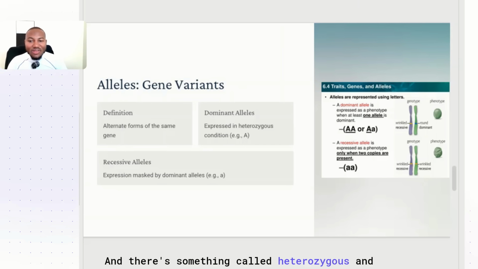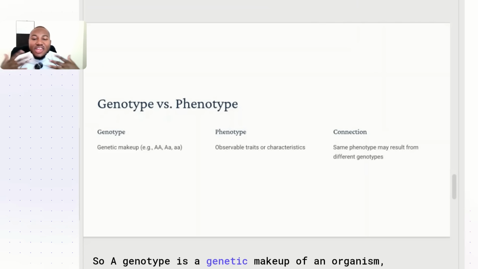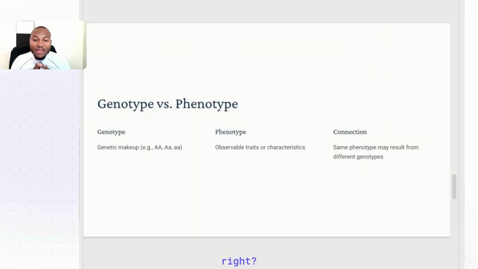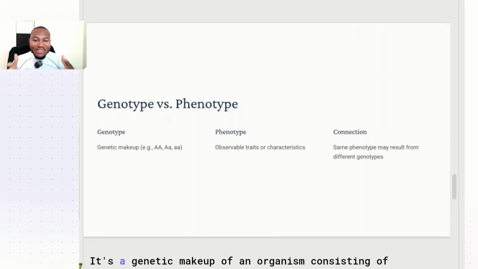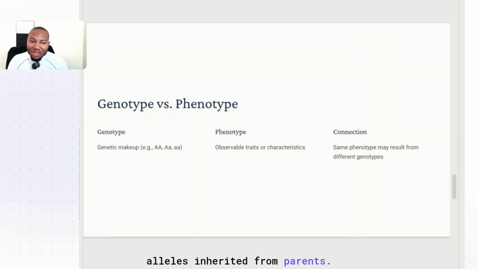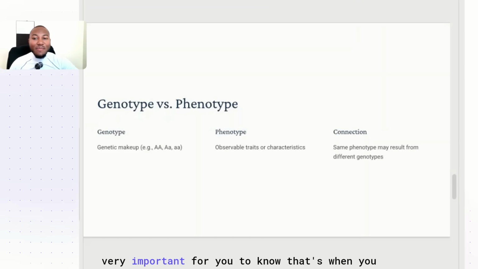And there's something we call heterozygous and homozygous. Heterozygous is when it's one recessive and one dominant. But if it's two recessive or two dominant, it is called homozygous. So a genotype is the genetic makeup of an organism, right? Consisting of alleles inherited from parents. Does it make sense? It helps to determine potential traits, but sometimes it's not always dictated in appearance. That is genotype. It's very, very important for you to know.